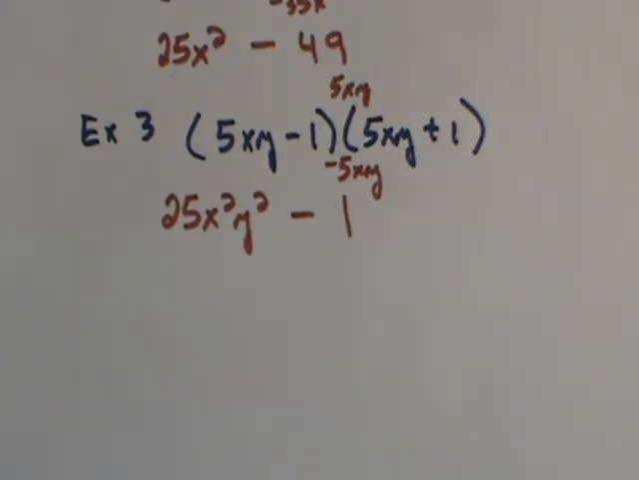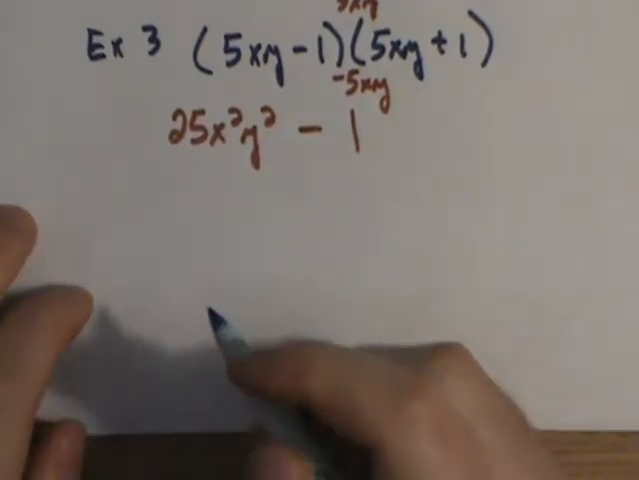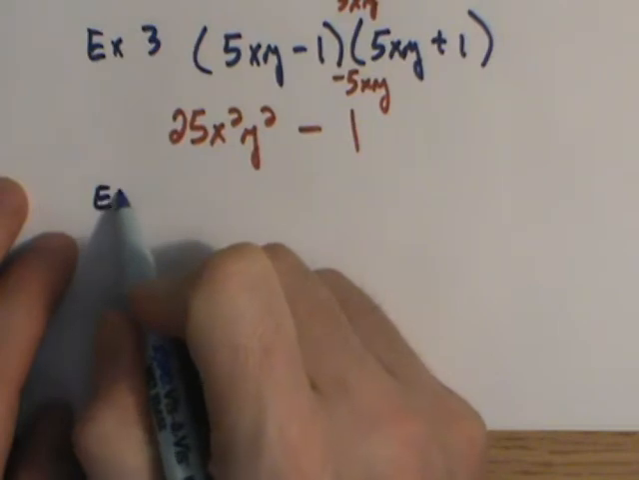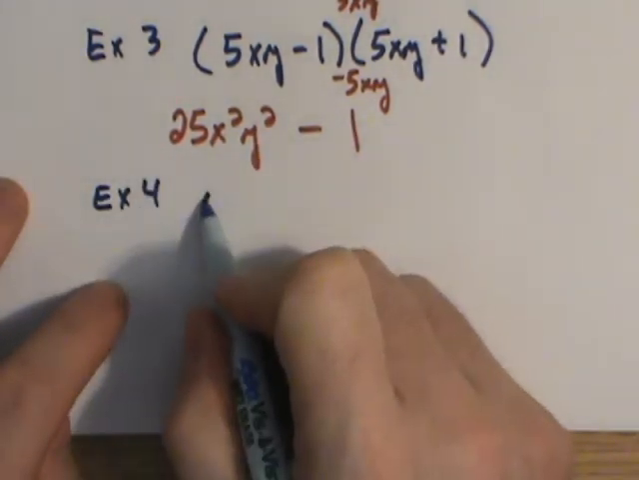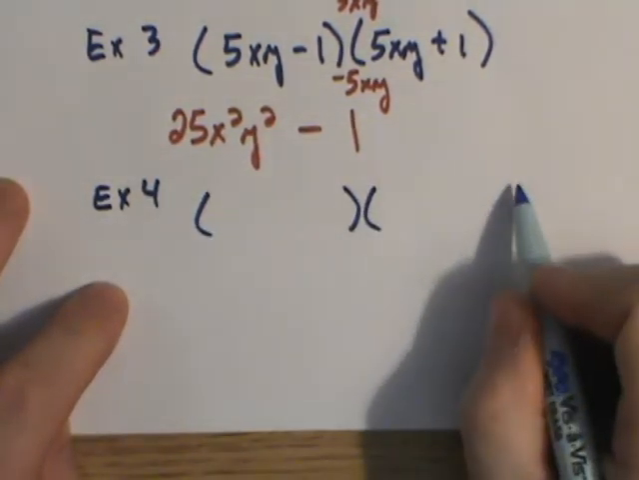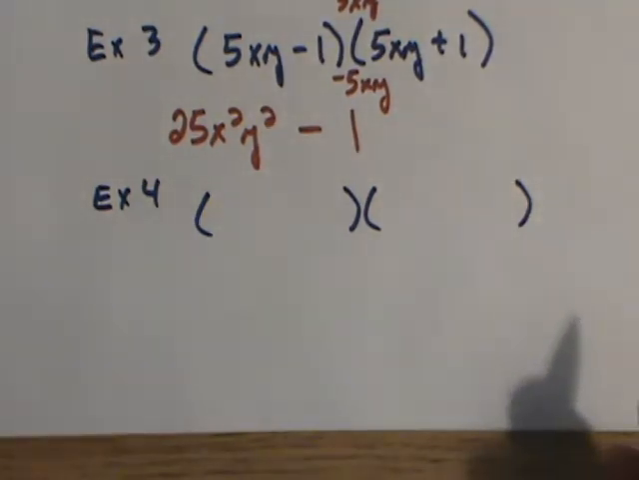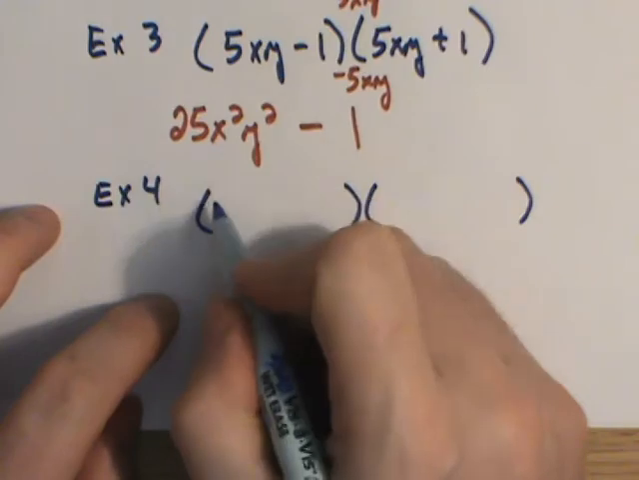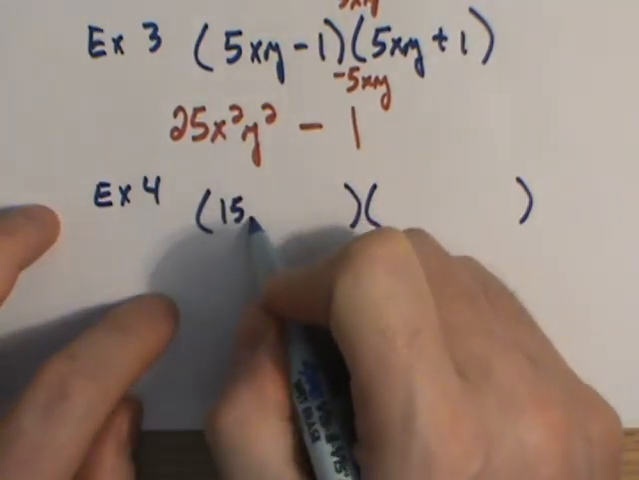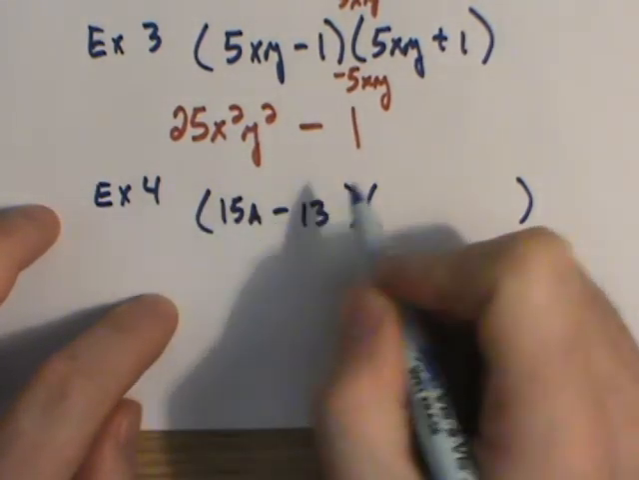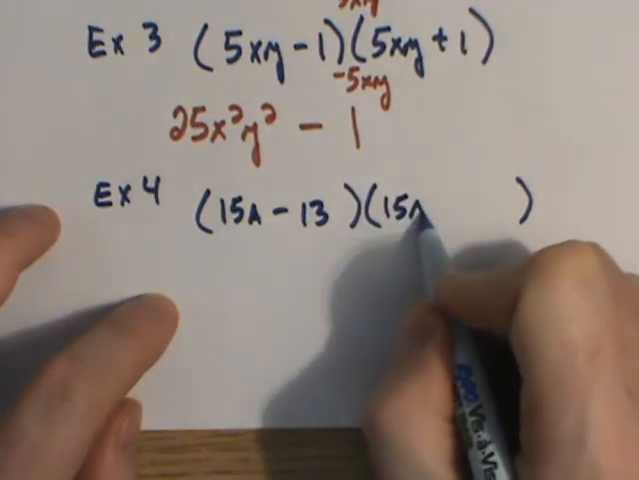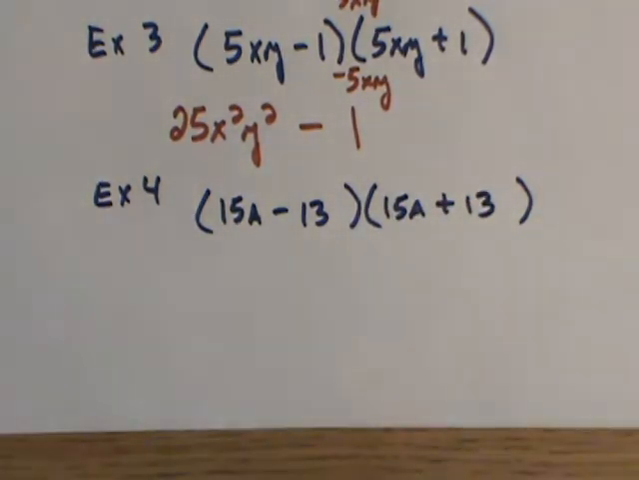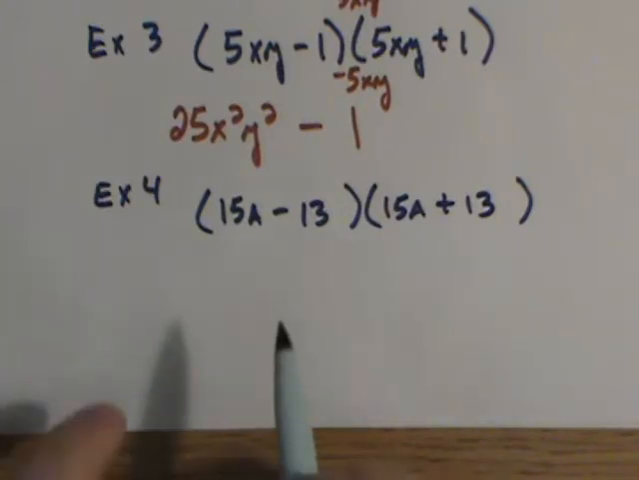We'll do one more example, and by then you should be pros with this. Call it example 4. Goes back to the concept I said at the beginning of the year. You need to know your squares. Why? Because if I throw a problem like 15a minus 13 times 15a plus 13, this shouldn't be something where you're taking 10 minutes to throw it in a calculator. You should know your squares.